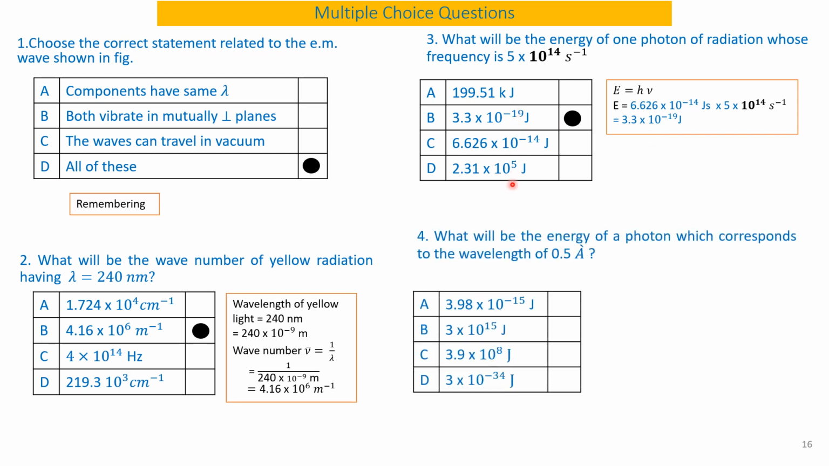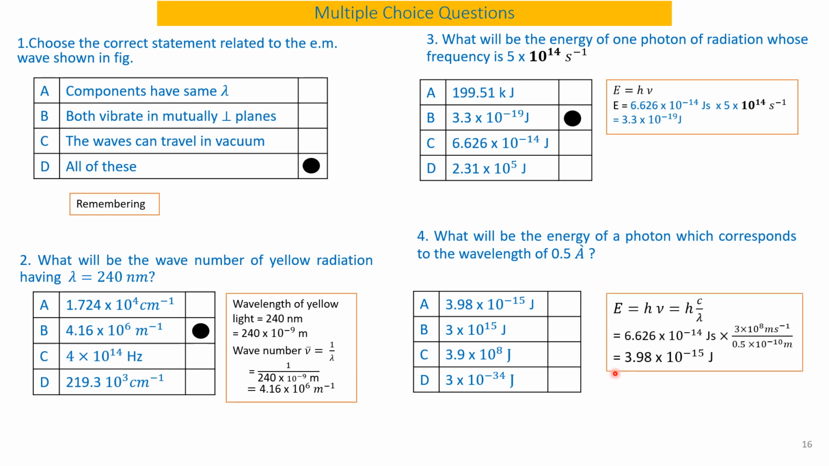Please mark it. Next question, what will be the energy of a photon which corresponds to a wavelength of 0.5 Angstrom? 4 options are given and you have to make calculations. Using the formula E is equal to h nu, that is once again equal to h into c by lambda. So you substitute the values and the answer comes to 3.98 into 10 to the power of minus 15. So this answer comes as option A. Please mark it.